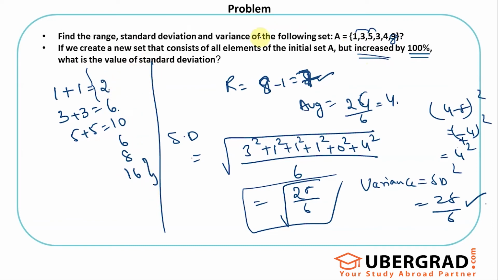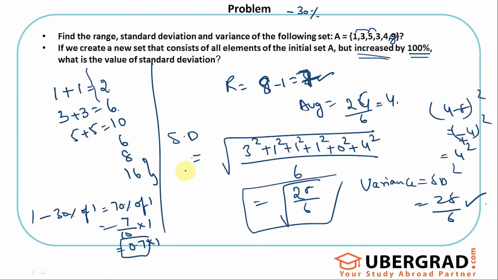Understand this part carefully. When I decrease something by, let's say, 30%, each element, what does that mean? 1 is decreased by 30% of 1, that is 70% of 1. So 70% of 1 is 7 by 10 into 1, or 0.7 into 1. So similarly, each and every element is multiplied by 0.7 if I am decreasing all elements by 30%. Similarly, if I am increasing by 100%, it is basically multiplying each element by 2. So that's a very important thing you have to understand. As simple as that. So what is the value of standard deviation? I am doubling everything, so standard deviation would also double, it will be 2 into square root of 28 by 6. That's the answer for this.